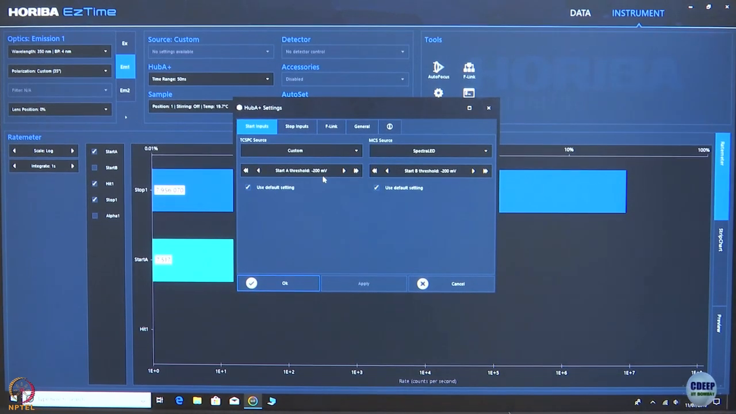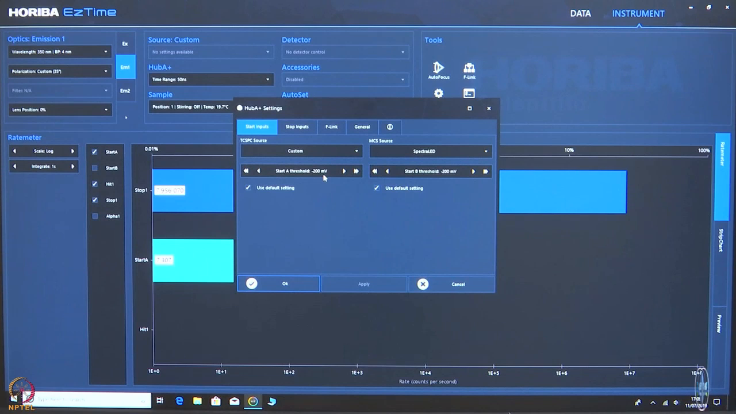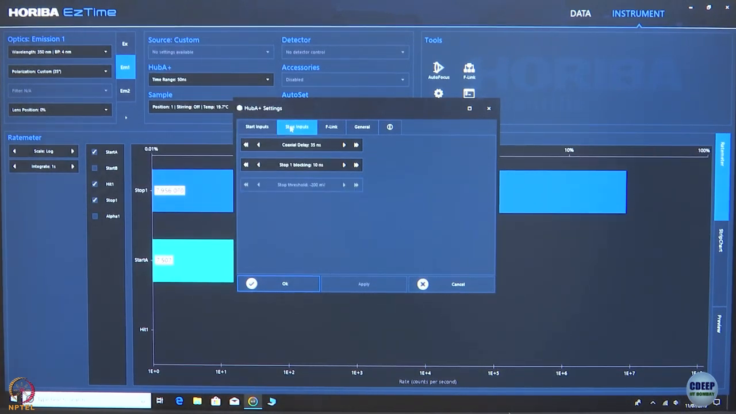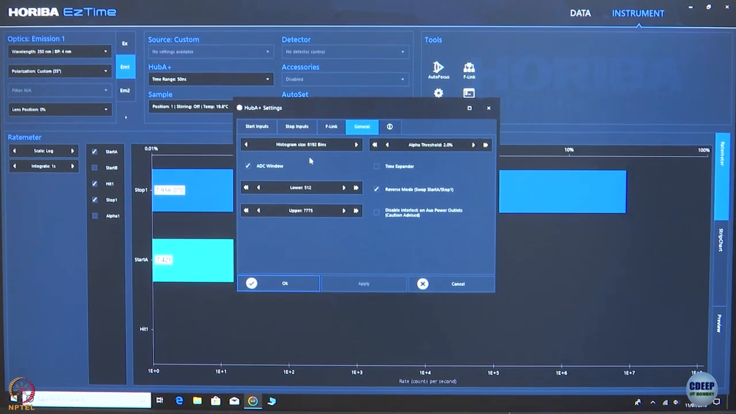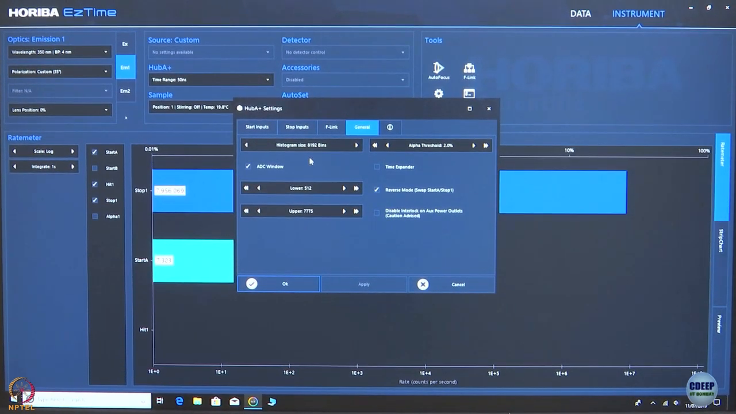But if you are working with an assembled instrument, you need to know what kind of threshold you have to set so that you get a good signal and it is not contaminated with too much noise. These are the start inputs and these are the stop inputs. You have seen already a coaxial delay of 35 nanoseconds. And here, one more thing that I'd like to draw your attention to is histogram size. Here, histogram size is 8192 bins, which means that in the multi-channel analyzer, there are 8192 channels.